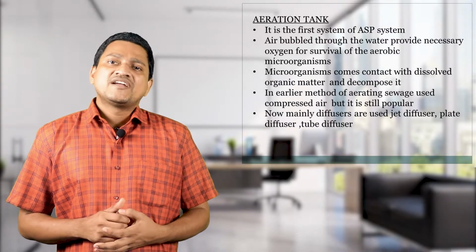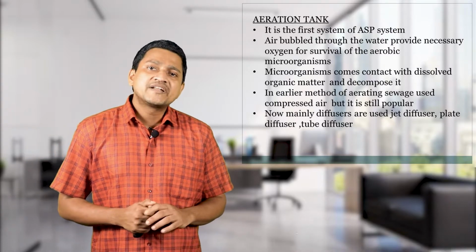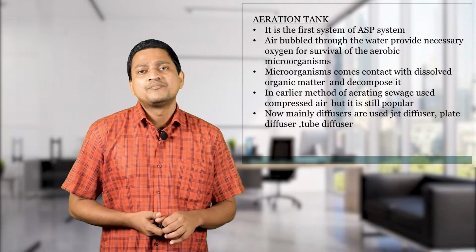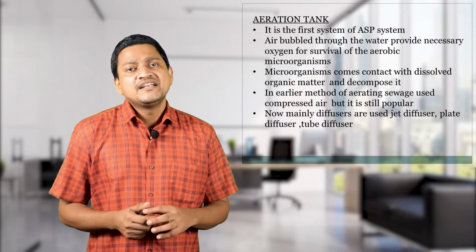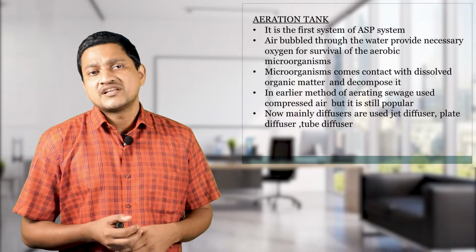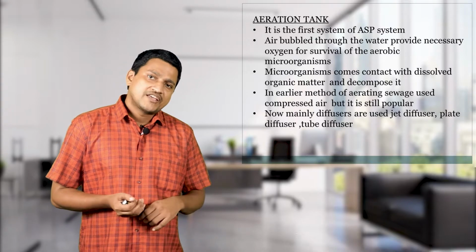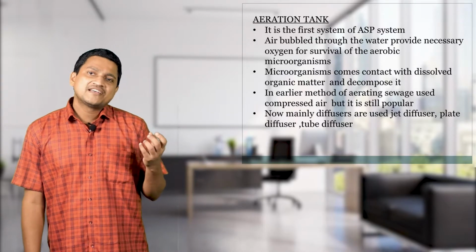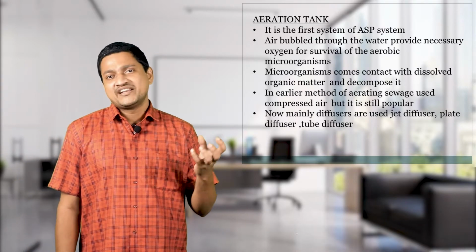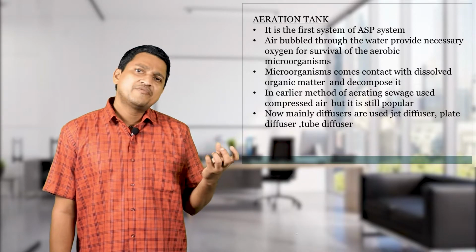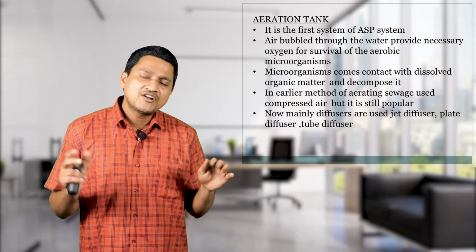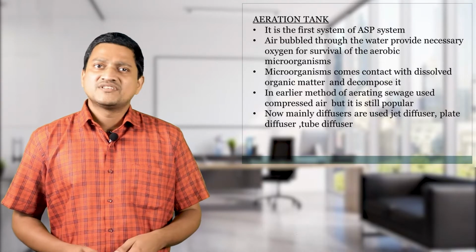In the earlier method of aeration, sewage used compressed air, but it is still popular. Now mainly diffusers are used: jet diffusers, plate diffusers and tube diffusers. The diffuser is somewhat like the ones in a fish tank. Diffusers provide oxygen to the water. That is the purpose of a diffuser.